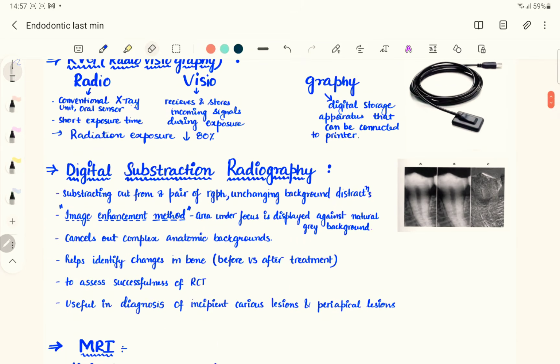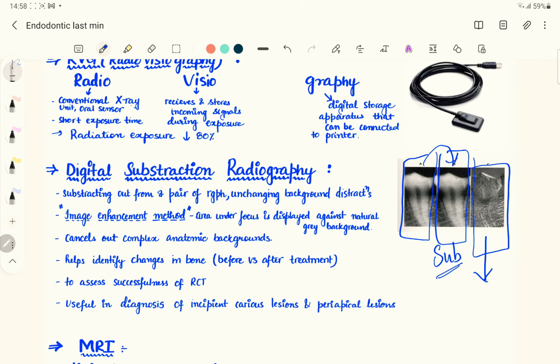Coming to digital subtraction radiography, as the name suggests, it is going to show a digital image, and subtraction means it is going to subtract two images. The difference is going to be displayed. As you can see, we have image A and image B, and when image A is subtracted from image B, you can see the third image, C, via digital subtraction. With this subtracted image you can identify the changes, so you can compare before and after treatment, or see the success of the root canal therapy, because any part which is left in the canal will be visible.